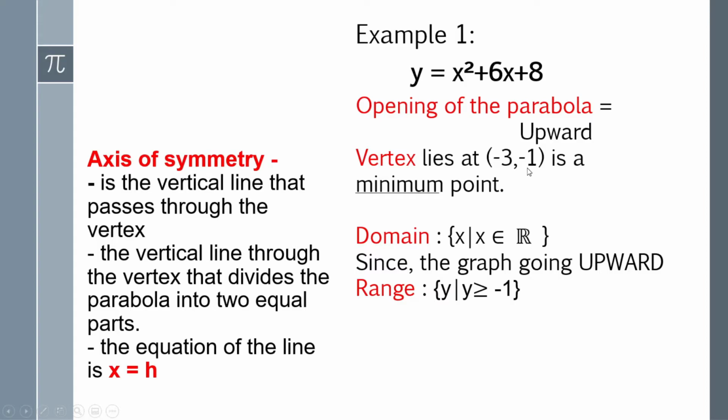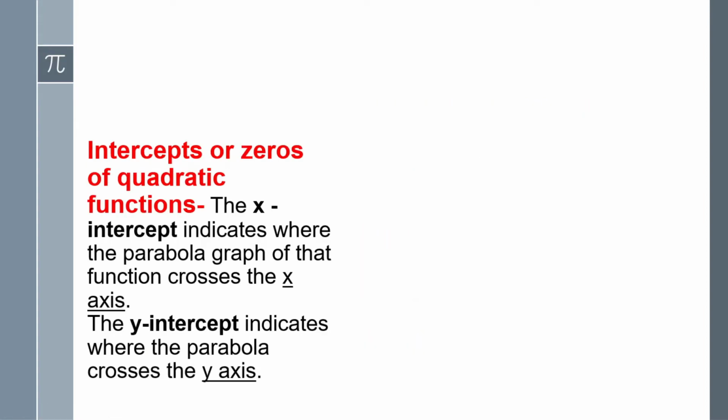It is a minimum point. The domain is all real numbers. And the range is this one. So y such that y is greater than or equal to negative 1. How about the axis of symmetry? Negative 3. Kasi ang base natin dito ay h. Ito yung h natin ay negative 3. Ganun lang pagkukuha natin. Next characteristic is the intercept or the zeros of quadratic function.